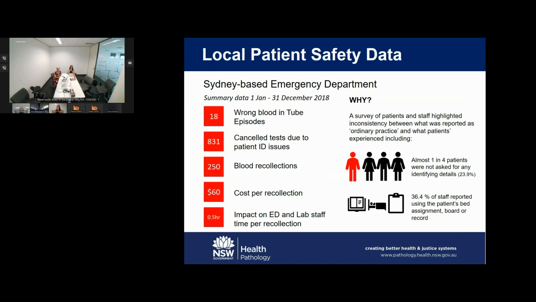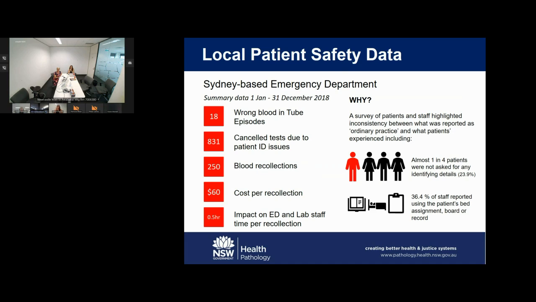And in that were 18 wrong blood in tubes where patient A was actually collected instead of patient B and labelled patient B. So there was a switch around, and that in that population of patients, there were 831 plus the 18 cancelled tests due to patient ID issues. And during the survey of patients and staff, it highlighted some inconsistencies between what was reported as ordinary practice and what patients were experiencing.